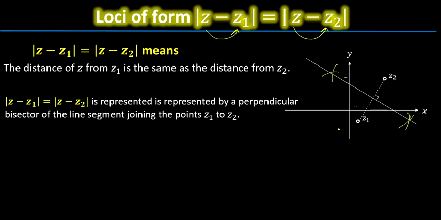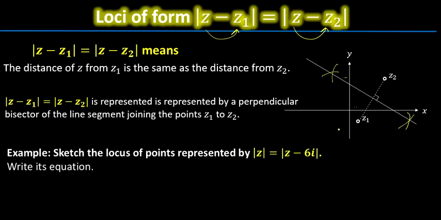So we have a perpendicular bisector of the line segment joining z1 and z2. Note down these definitions also. What are the shapes in different cases? Now, for example, if it is asked to sketch the locus of points |z| = |z - 6i|. This means z minus 0.